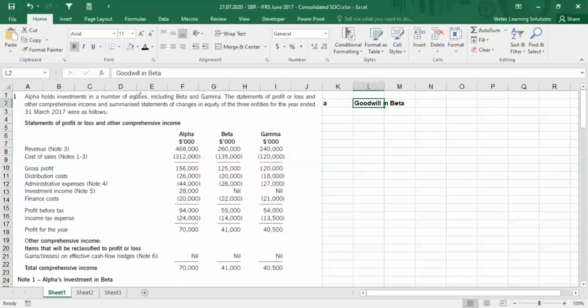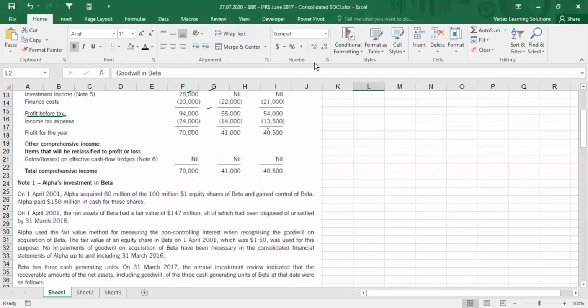Alpha holds investment in a number of entities, including beta and gamma. The statement of profit or loss and OCI and summarized statement of changes in equity of the 3 entities for the year ended 31st March 2017 were as follows: Alpha, beta, and gamma. And you have been given revenue and cost of sales, gross profit, distribution cost, admin expenses, note 3, note 1, 2, 3, 4, 5, finance cost, profit before tax, income tax expense, profit after tax, then OCI is 0, and then you get total comprehensive income. Okay.